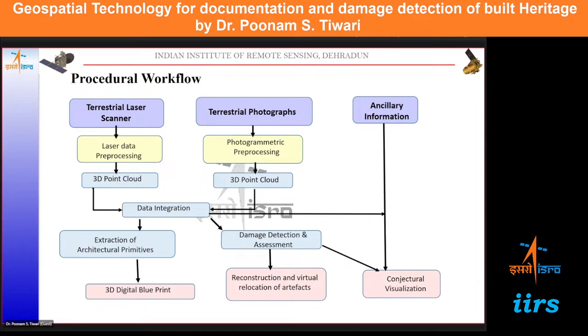Integration of both the 3D point clouds is done, and using that integrated high resolution dense point cloud, we will extract the architectural primitives and ultimately do a digital blueprinting. The same data set can be used for damage detection and assessment. Once the damage is detected, we can reconstruct the structures virtually also and use it.